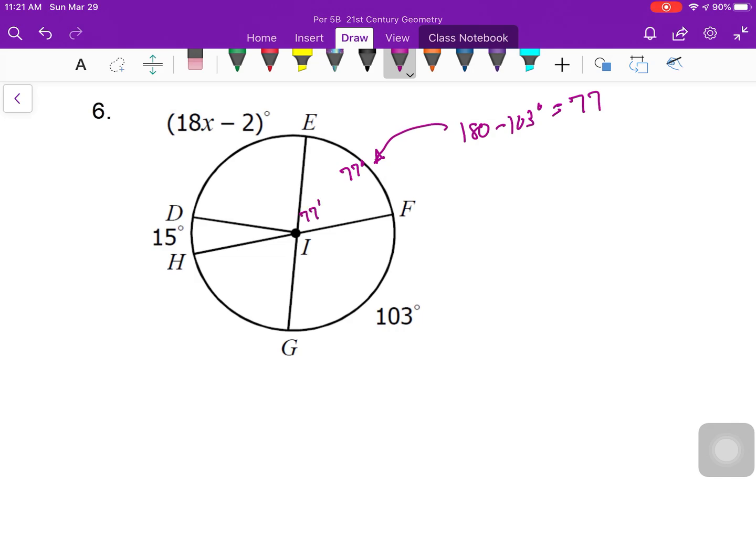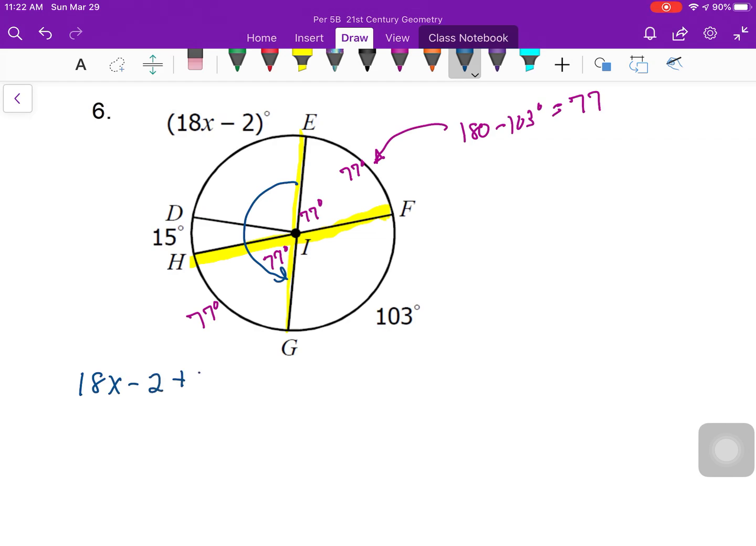So 77. So this would be 77 degrees. This one's 77 degrees. We have vertical angles right here. Since we have vertical angles, this one over here is 77 degrees. So this is 77 degrees right there. And now let's just go ahead and work on this side right on over here.